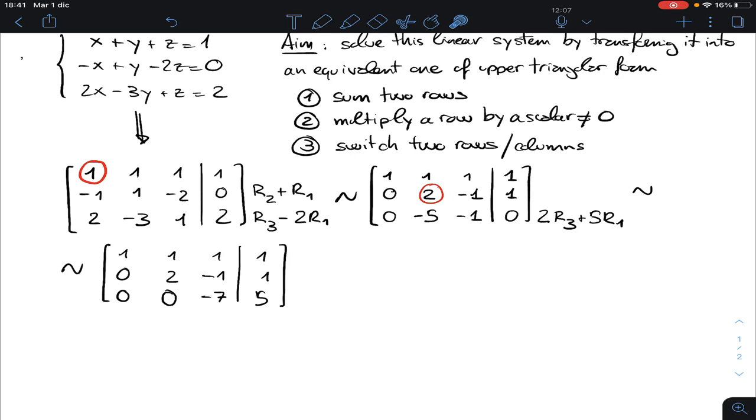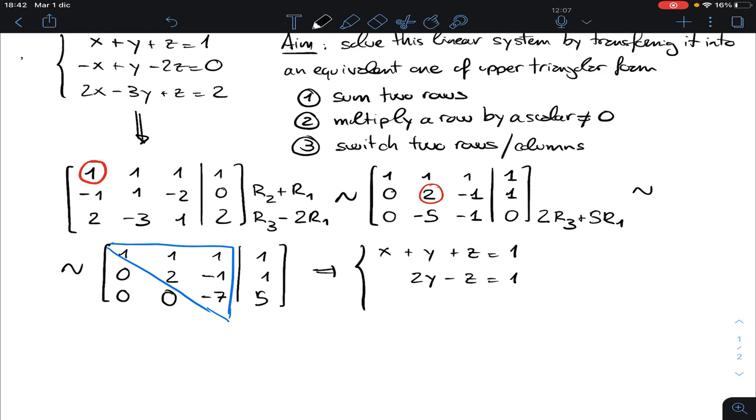Now, as you see, this matrix is clearly upper triangular. So what is the linear system corresponding to this matrix? Well, the linear system is x plus y plus z equal 1, 2y minus z equal 1, minus 7z equal 5. This linear system is equivalent to the one we started with, so it has the same solutions, but this one is much easier to resolve.